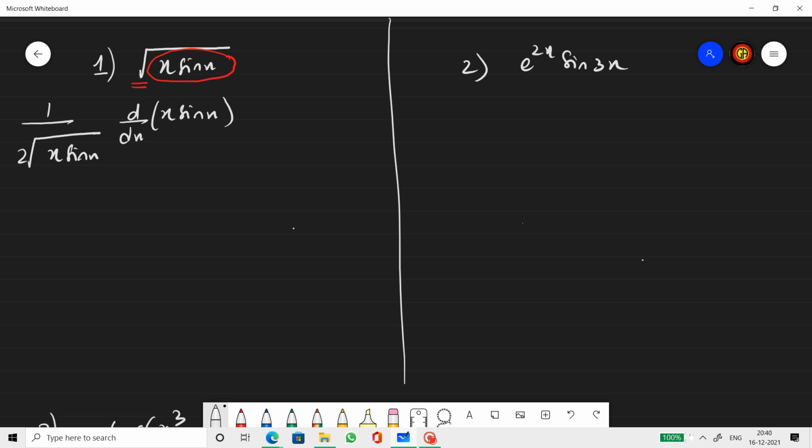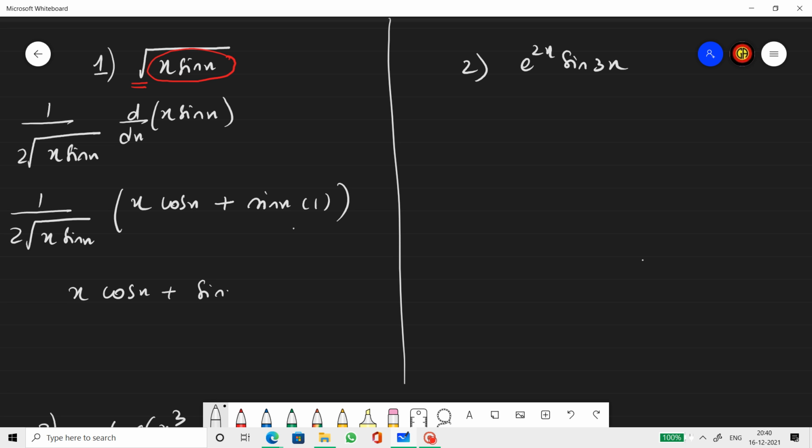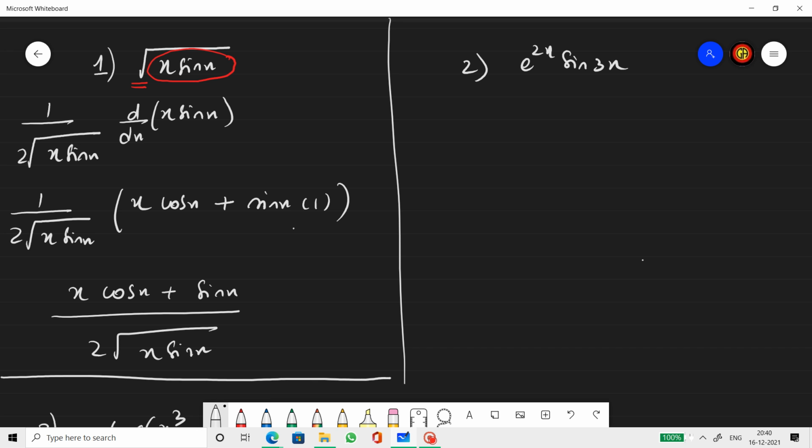So if you are confident, I can do it directly. 1 by 2 root of x sine x into x into cos x, u into v dash, plus sine x into 1, v into u dash. So the final answer is x cos x plus sine x divided by 2 root over x sine x. First one is over. Now the next question.